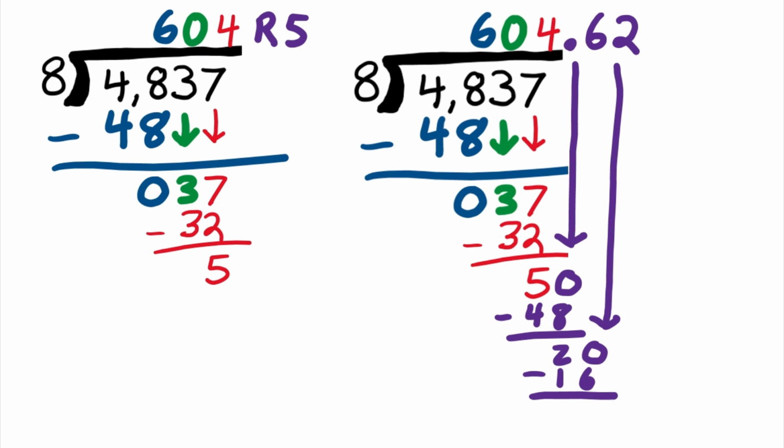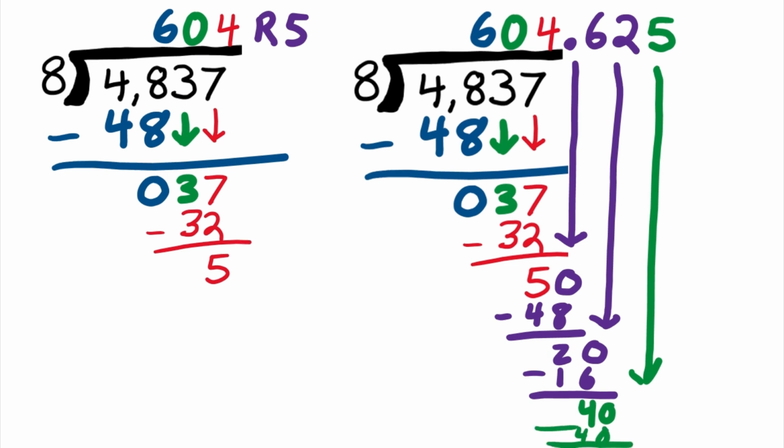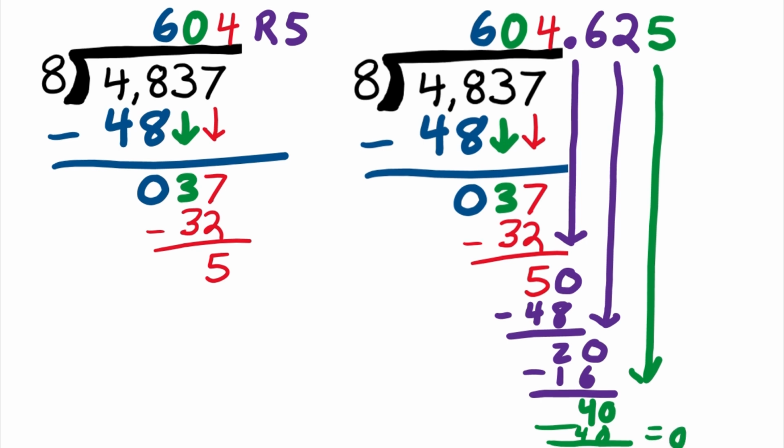We do our subtraction. Let's try a different color. 20 subtract 16 is 4. And once again, we can bring down another 0, which is going to make that 40. Then we ask ourselves, how many times will 8 go into 40? Well, we're in luck. 8 goes into 40 exactly 5 times, which ends our decimal right there because 40 minus 40 is 0. So that's another way to write this answer. So we can do 604 remainder 5, or we can do 604.625, or if you'd rather, 604 and 625 thousandths.